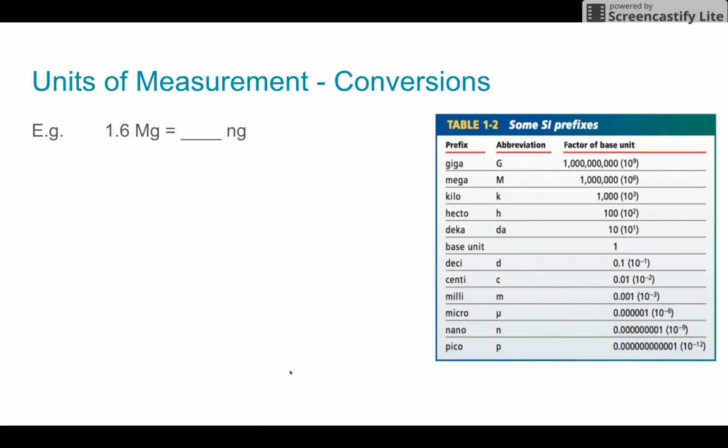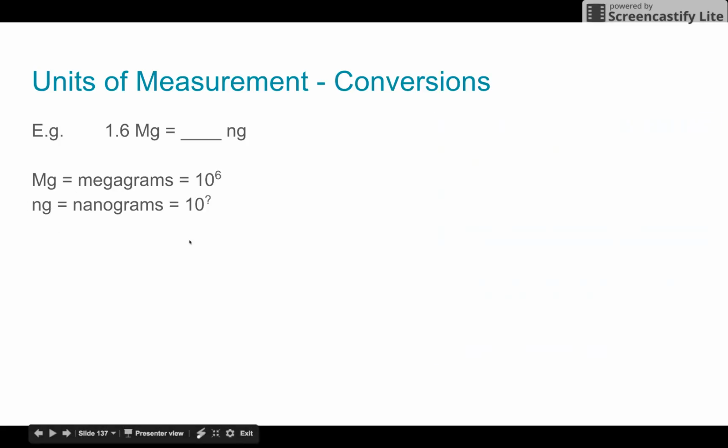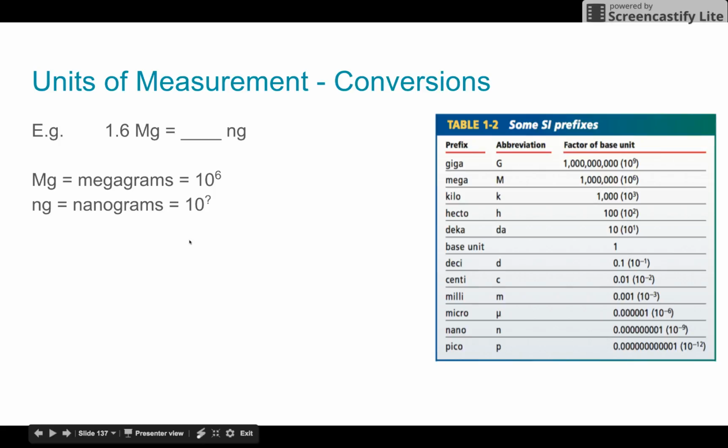Okay, so another example. We have 1.6 Mg with a capital M. We want to know what that is in ng. Capital M stands for mega, so megagrams. And just note that capital M is different than lowercase m, which stands for milli. And megagrams is 10 to the 6th power. Then we have ng, which stands for nanograms, which is 10 to the negative 9th power.